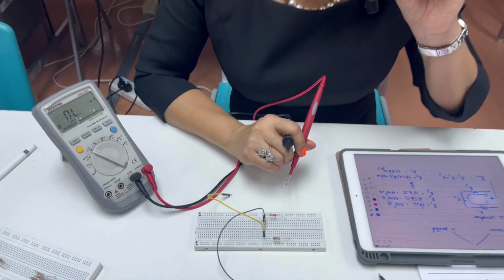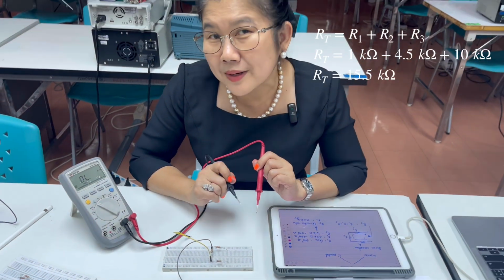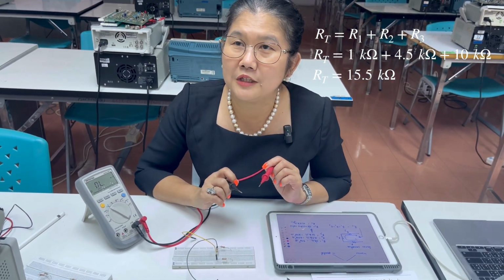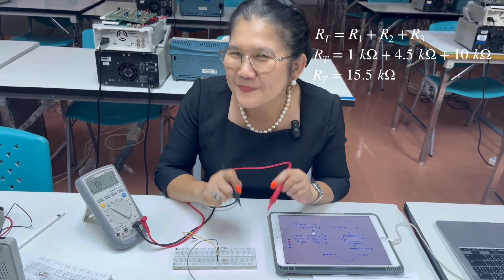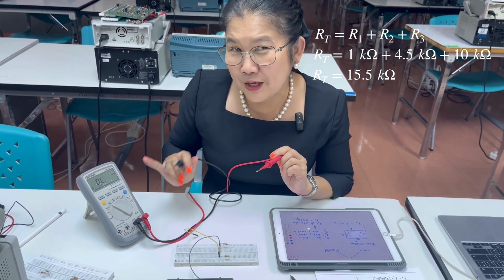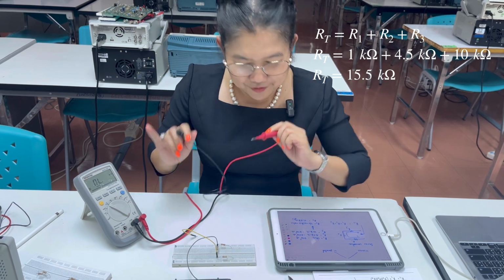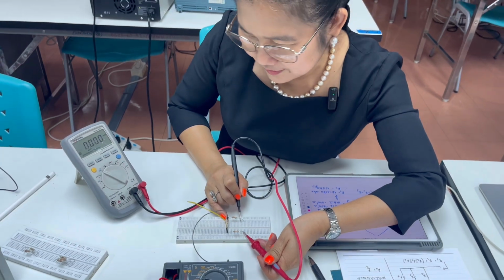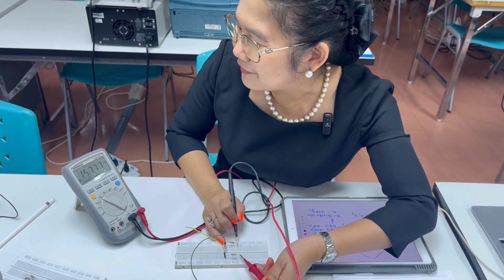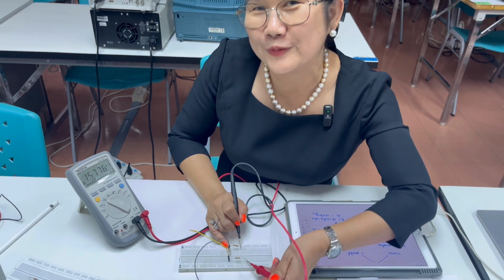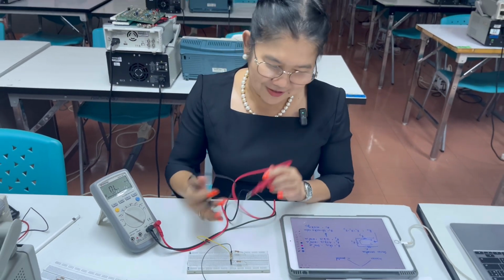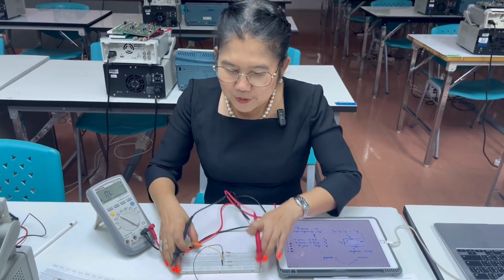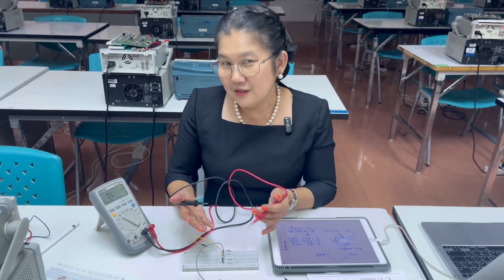Now, when we calculated the total, it's R1 plus R2 plus R3, and the result was 15.5 kilo ohms. Hopefully, when I measure the R total, it would be about 15.5K. So let's look. Right there, 15.7K ohms. So that proves what I just said in the theory. When we set it into action, it's true.